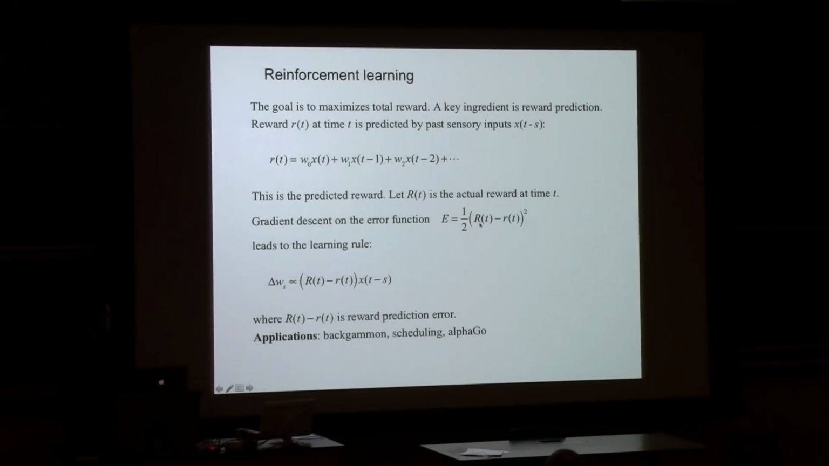Based on gradient descent of the square error, you get a learning rule that looks like this, right? Just very similar to the perceptron. It is related to the output, here the reward, and your input in the past, right? The weights actually have an index for different times in the past. So you see this is also a product of two terms, and this term, big R minus small r, is the reward prediction error, right? It is your actual reward compared with your predicted reward.